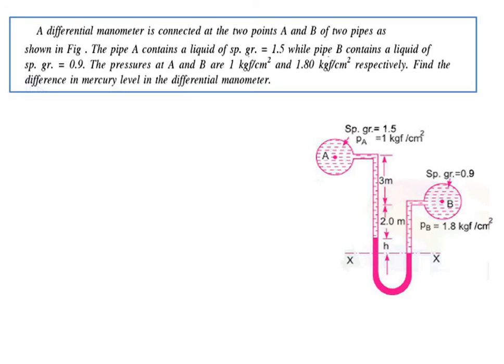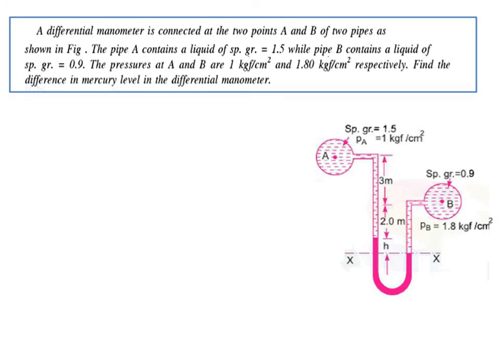Well, this is the last problem. A differential manometer is connected to two points A and B of two pipes as shown in figure. The pipe A contains a fluid of specific gravity 1.5, while pipe B contains a fluid of specific gravity 0.9. The pressures at A and B are 1 kgf per centimeter square and 1.80 kgf per centimeter square respectively. Find the difference in mercury level in the differential manometer.